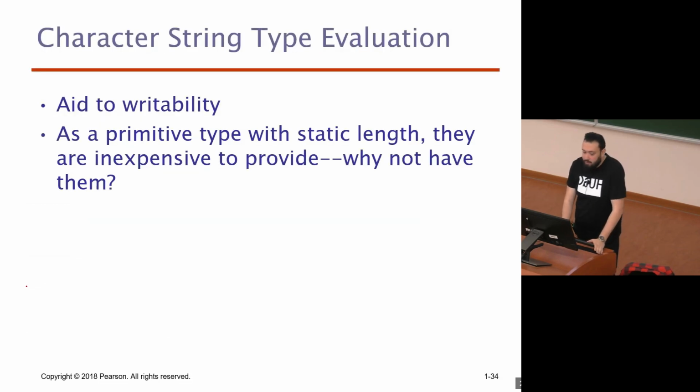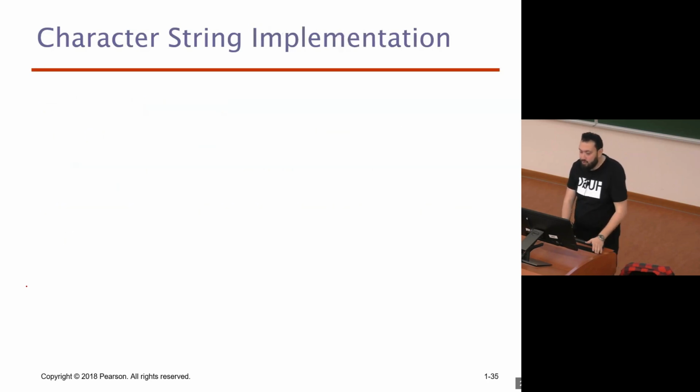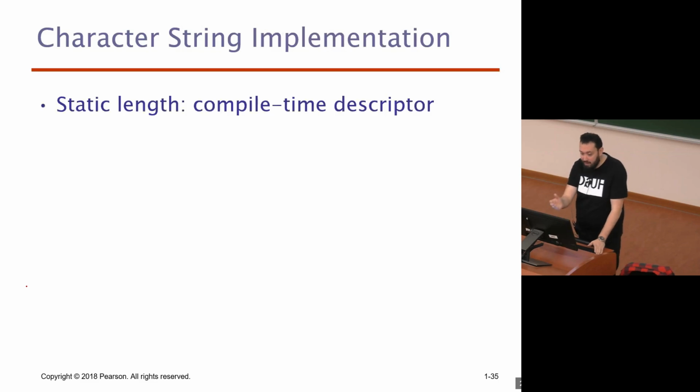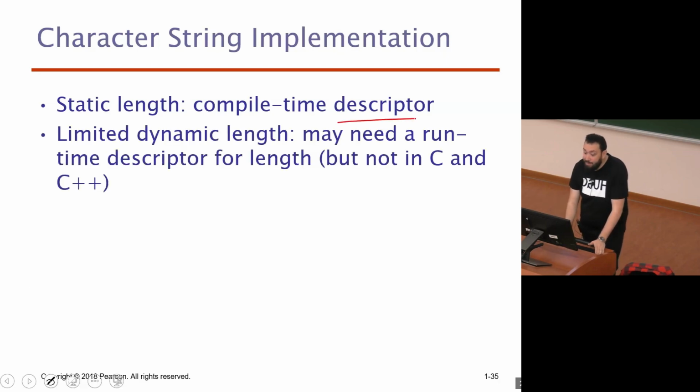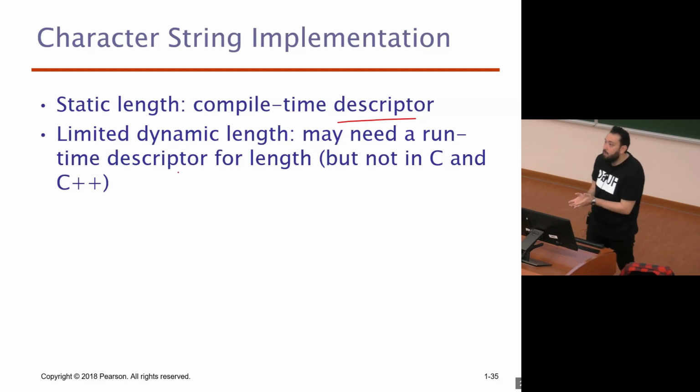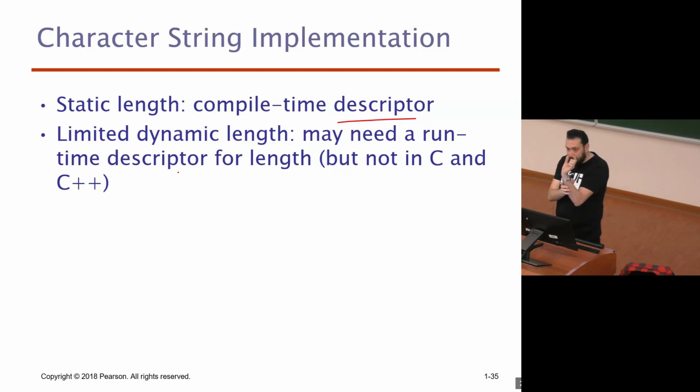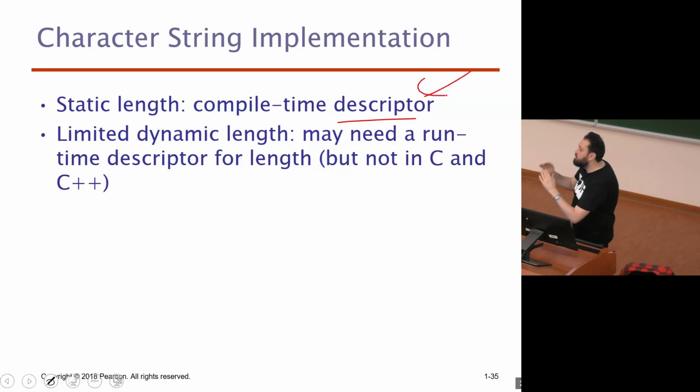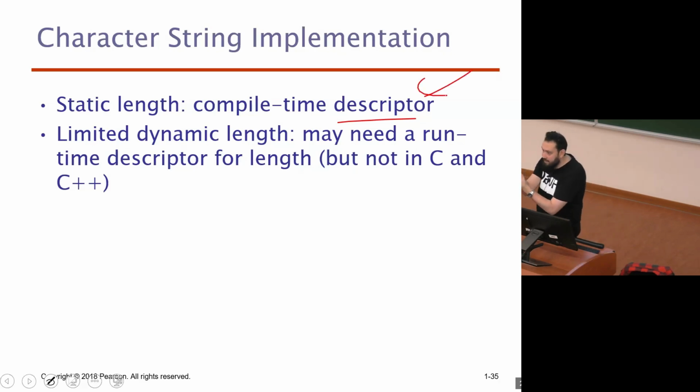So to evaluate something, usually we have to ask, is it better to be primitive or static? These are the questions that we ask each time we want to design something. And then that's what we talked about, the implementation. So if it is static length, compile time descriptor. If it's a limited dynamic length, this may need a runtime descriptor for length. Why? Because in the beginning, I'll have the fixed length, but also I'll need to have what on top? If I'm writing a descriptor for my program, if it's just static, I'm going to just give it, okay, this is static length, fixed length.